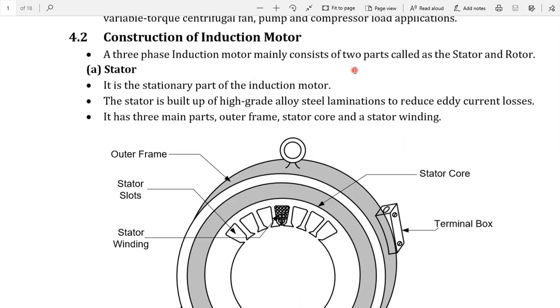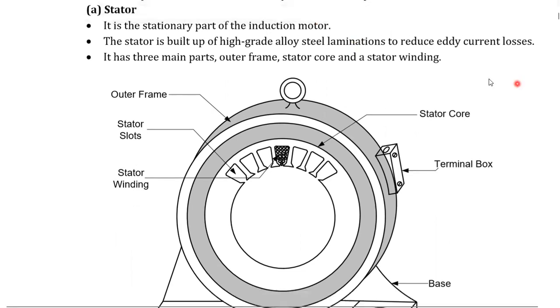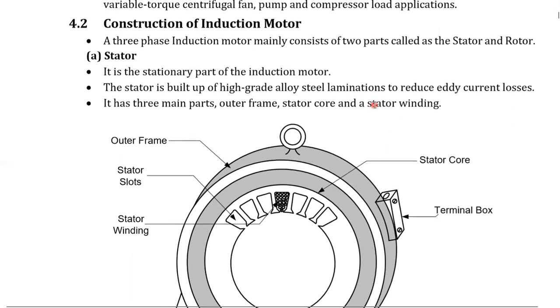But the stator construction is the same for slip ring and squirrel cage induction motors. There are no changes in the stator construction. Only the rotor construction is different, not the stator. Understood?